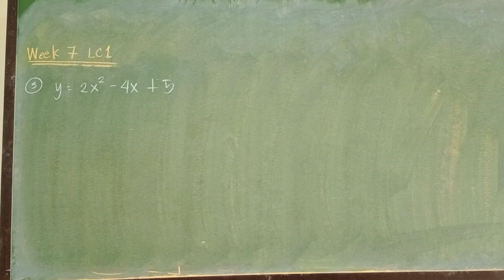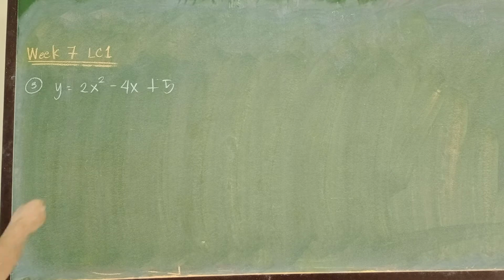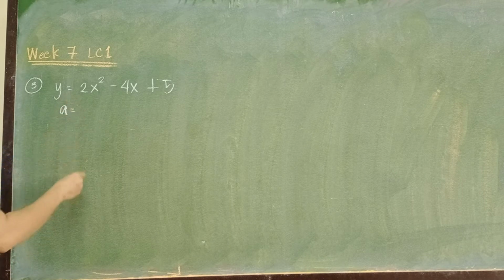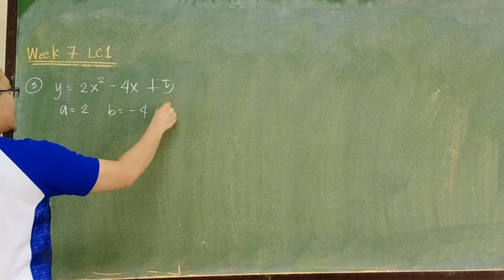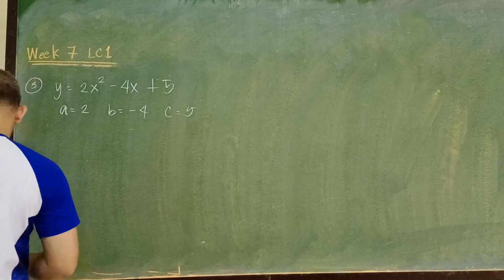Okay, next problem for grade 7 LC1, number 3. Y is equal to 2x squared minus 4x plus 5. So, i-convert natin yung quadratic function na yan into a vertex form. So, again, first step is identify muna natin yung values ng A, B, and C. So, A natin is 2, B natin is negative 4, C natin is 5.